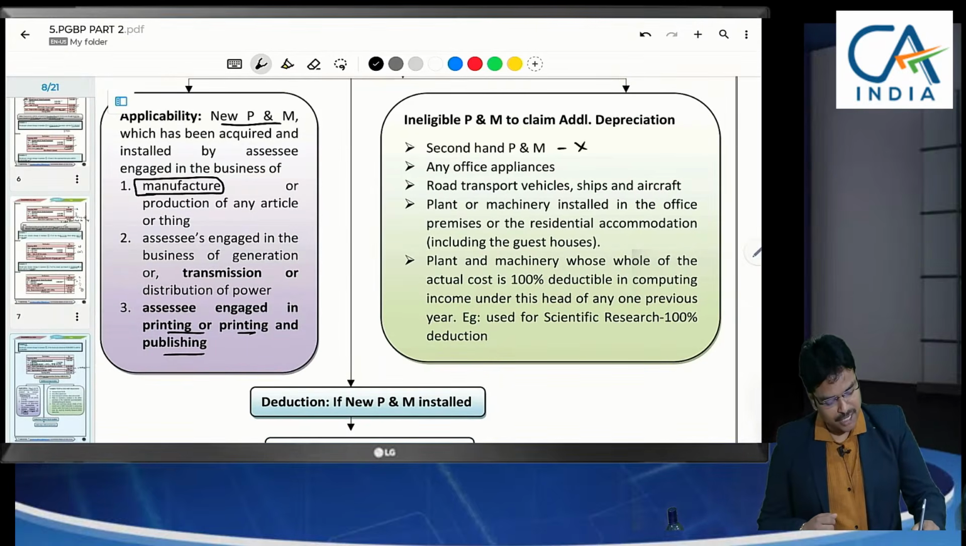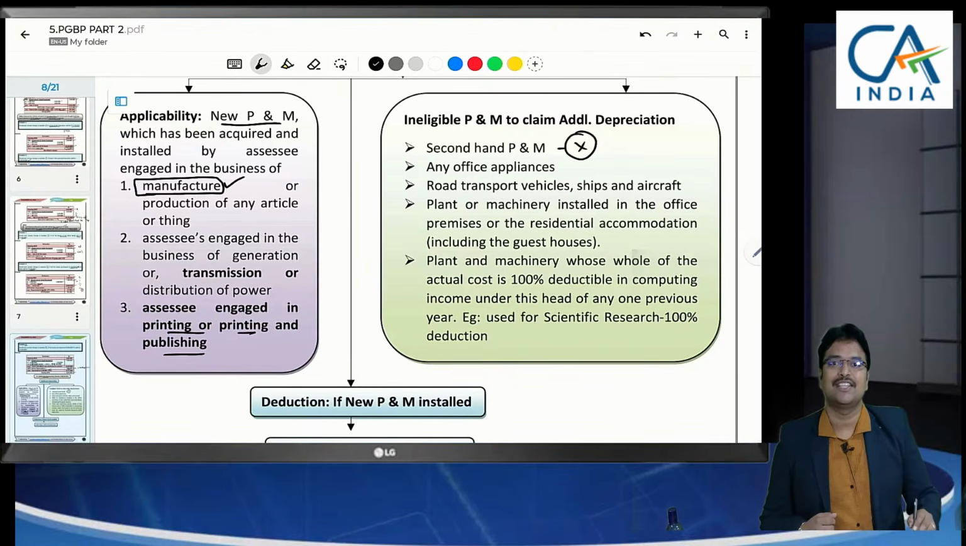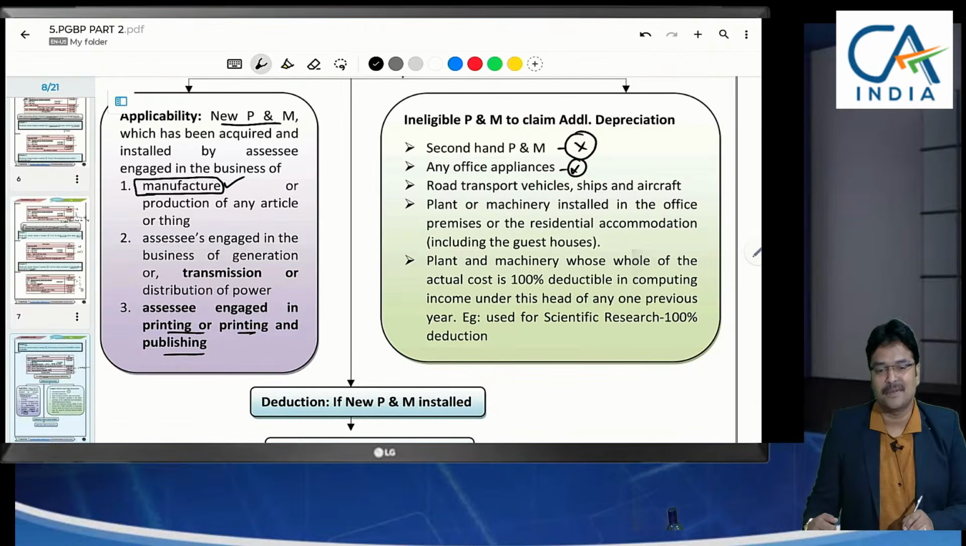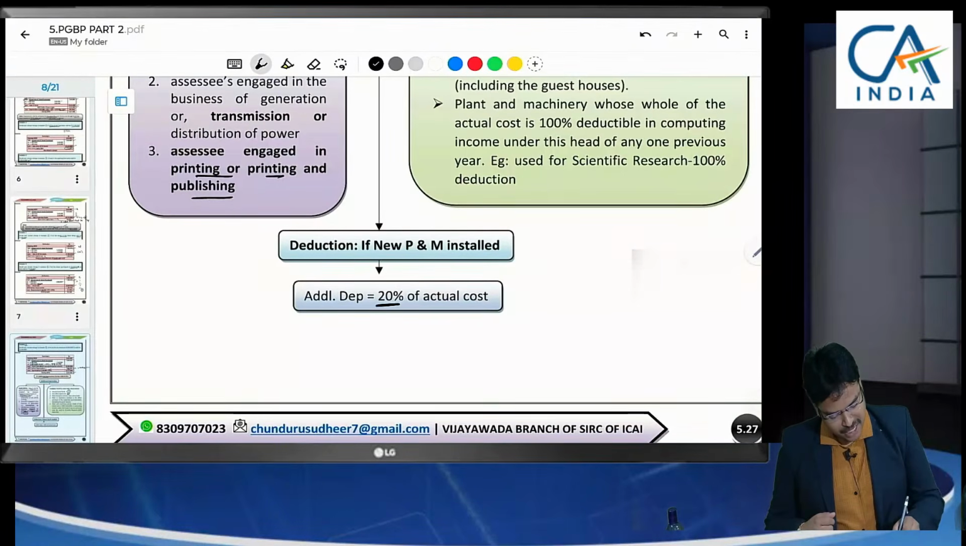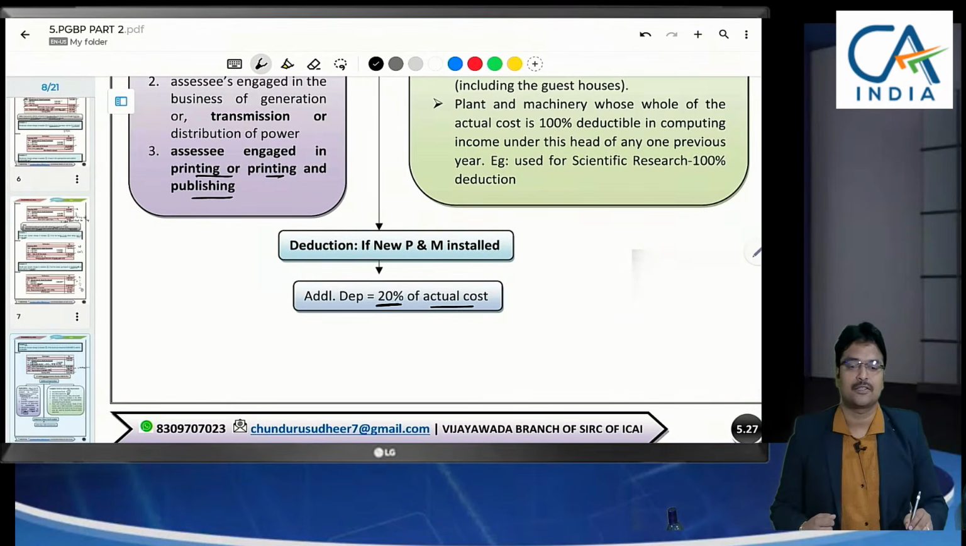second hand is not eligible, please remember. For manufacturing purpose only, this additional depreciation will be given. That's why office appliances cannot be claimed as additional depreciation. So first of all, what is the additional depreciation? 20% of the actual cost.